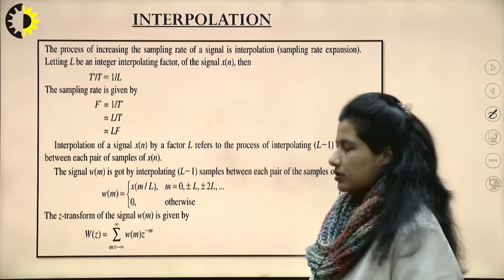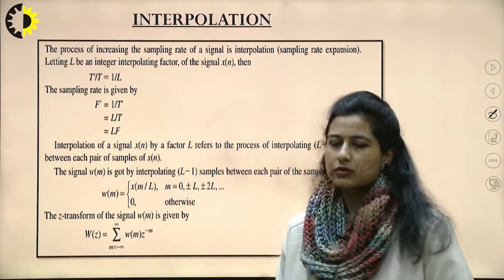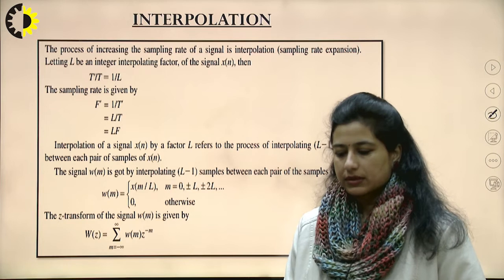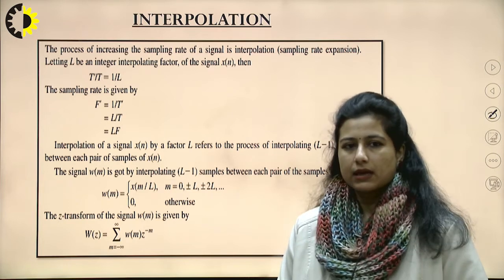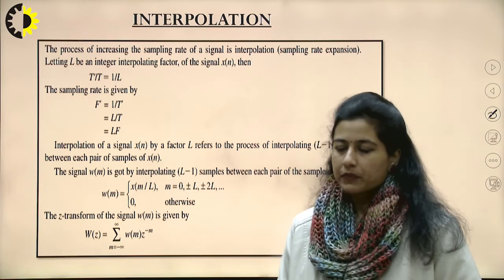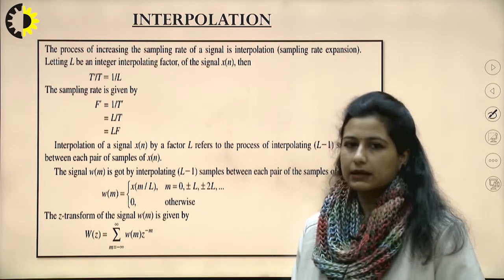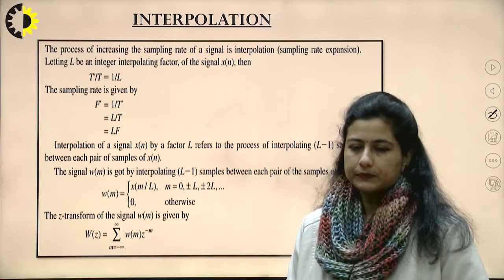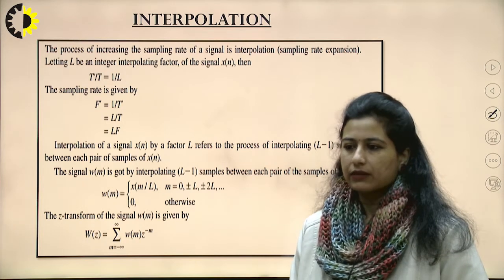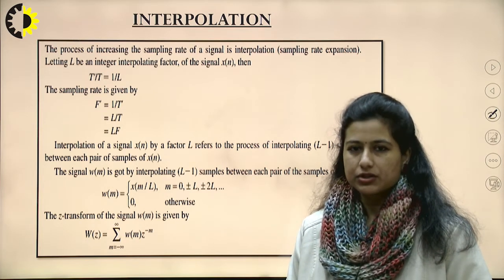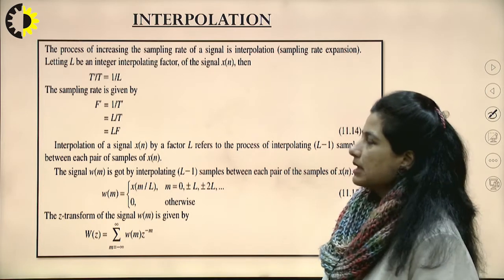So in the last session we had discussed the introduction to multirate digital signal processing, what it is and how we implement it. We had seen that there are two techniques of implementing multirate digital signal processing. One is decimation, which we have already discussed in the previous session, and today we'll be talking about interpolation.